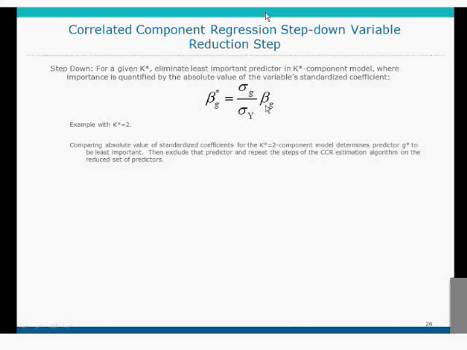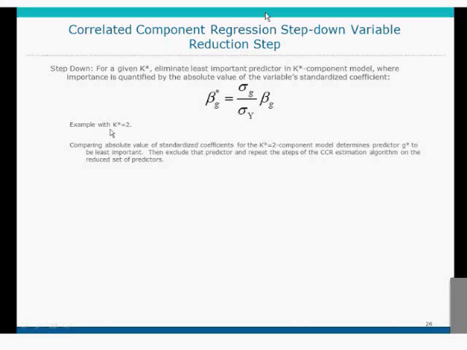This is an unstandardized coefficient. This is the standard deviation of the predictor variable. This is the standard deviation of the dependent variable. This gives us the standardized coefficient. This is the unstandardized coefficient. For example, in SPSS, this is reported as beta. This is B. That's just terminology.